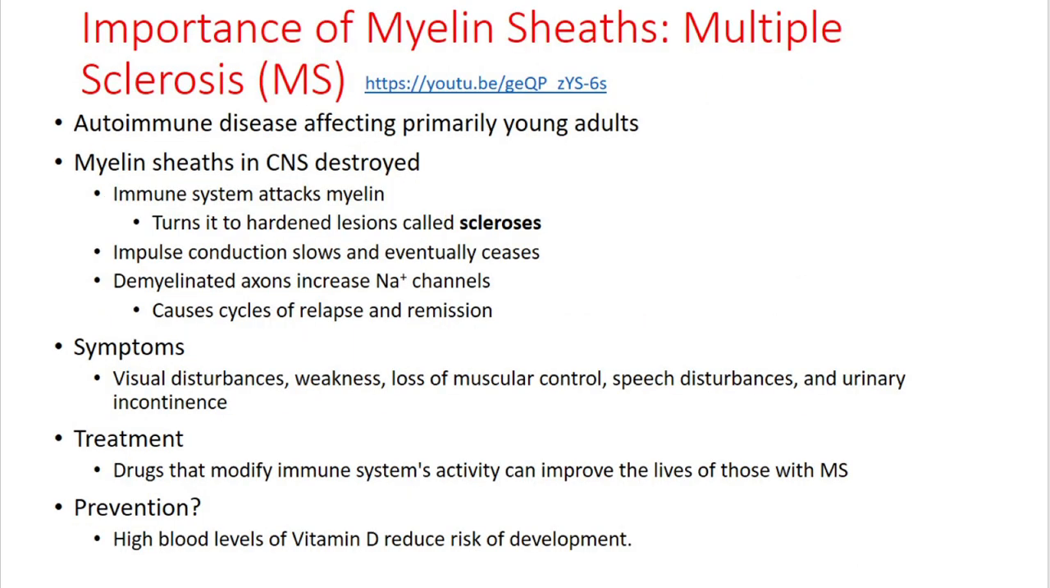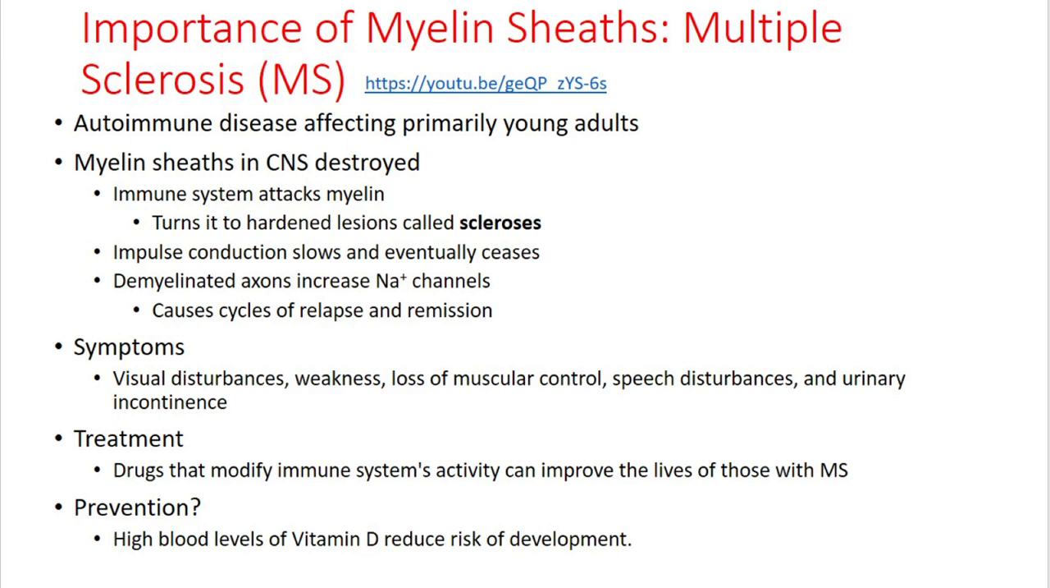And then our last topic to look at is a quick look at a homeostatic imbalance, which is the breakdown of myelin sheaths in a disorder called multiple sclerosis. This is an autoimmune disease that affects primarily young adults, when the myelin sheath in the central nervous system is destroyed because the immune system is attacking the myelin. What happens to the myelin is it turns into hardened lesions called scleroses, and that's going to slow impulse conduction and eventually cause the ceasing of impulse conduction.